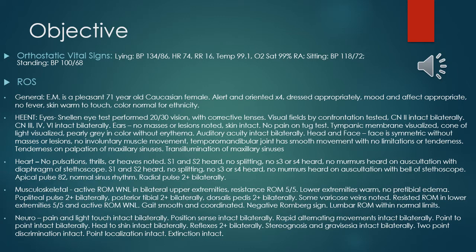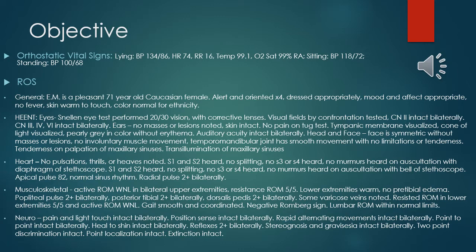Review of symptoms. General. EM is a pleasant 71-year-old Caucasian female, alert and oriented ×4, dressed appropriately, mood and affect appropriate, no fever, skin warm to touch, color normal for ethnicity.